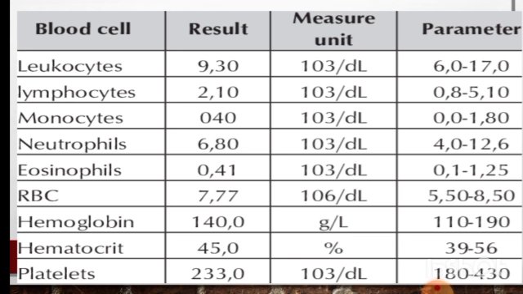Okay, for example, you can see hemoglobin in front of you. It should be 110 to 190. And as per the result, it is 140. That means it is okay. You are within the range.